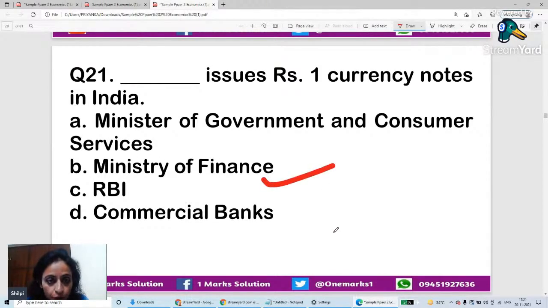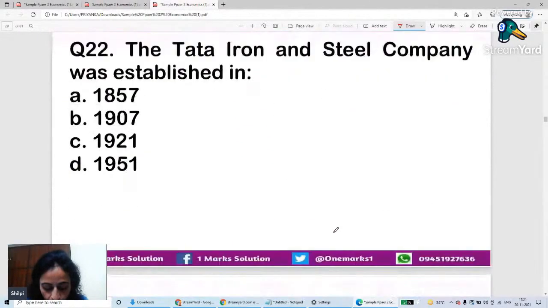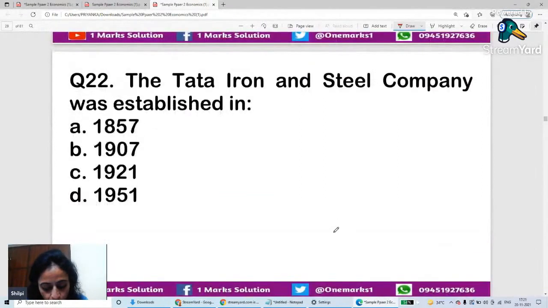Question number 22. The Tata Iron and Steel Company was established in dash. In short, we very commonly call this company Tisco, which was established in 1907. So option B.